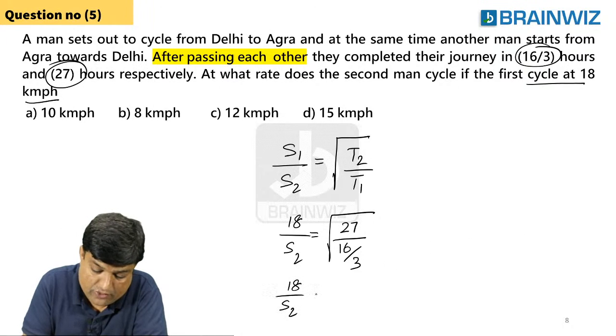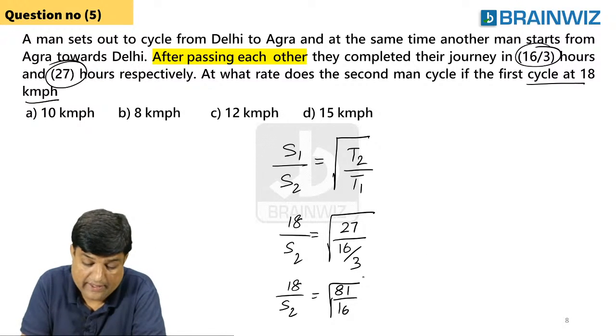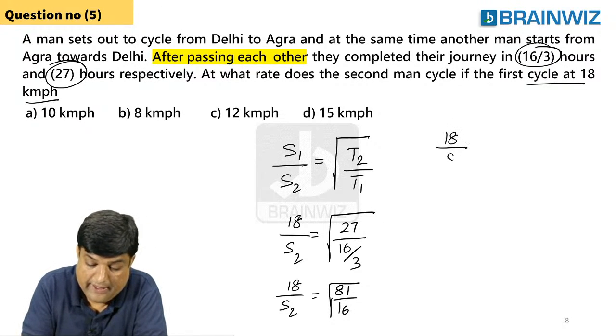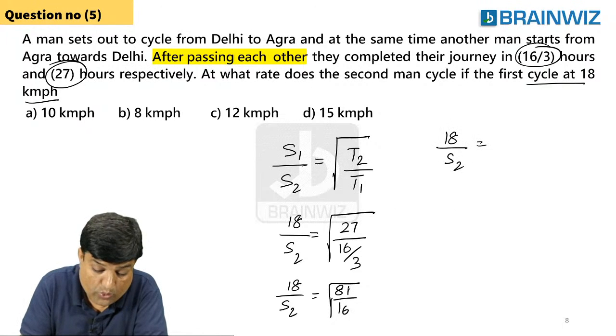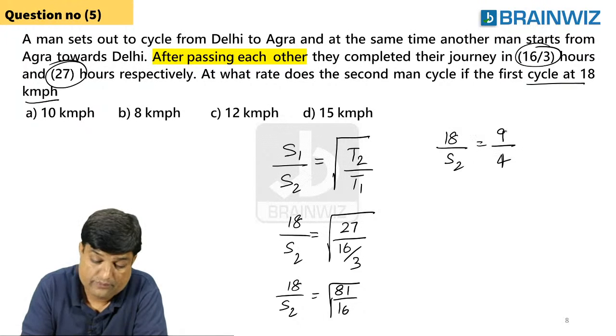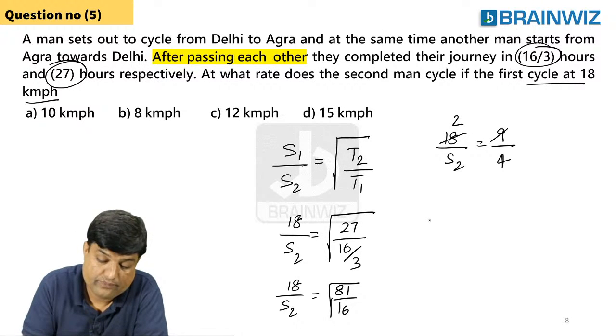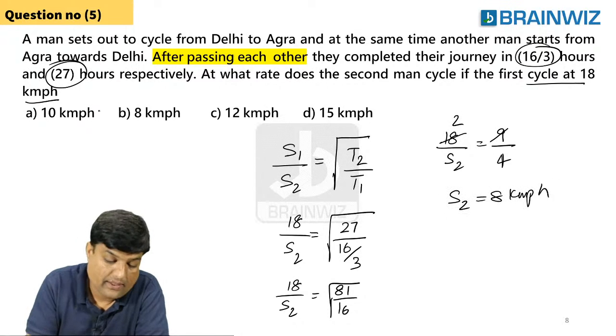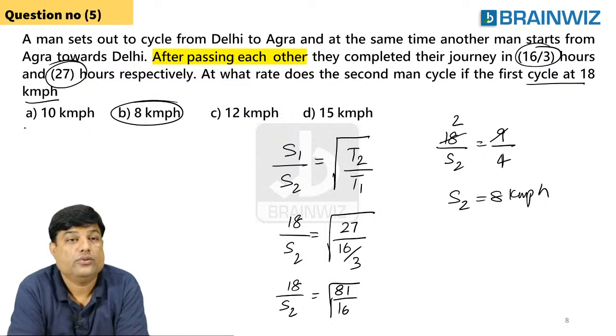18 divided by S2 must be equal to, this goes here, that is 81 by 16. So believing this, you can get the answer. 18 by S2 is equal to root 81 is 9, guys, and root 16 is 4. 9 ones are 9, 9 twos are 18. So S2 value is 8 km per hour. Are you understanding, everybody? So that's good, guys.